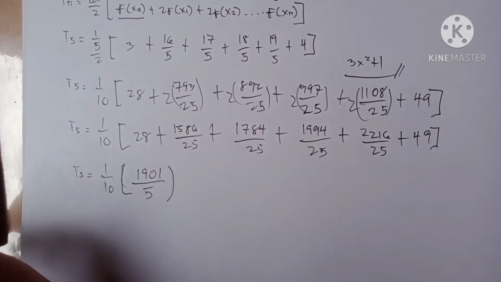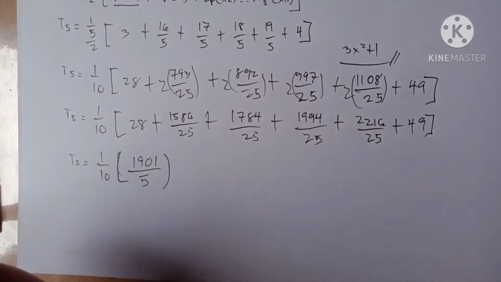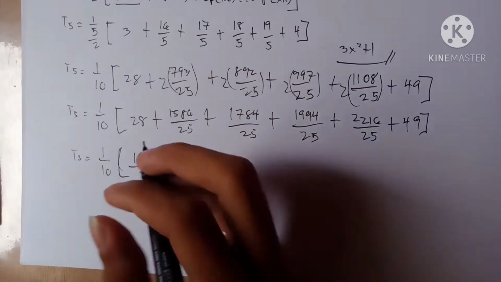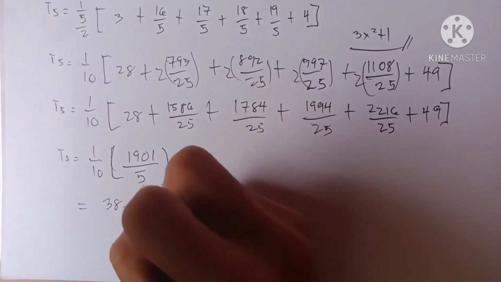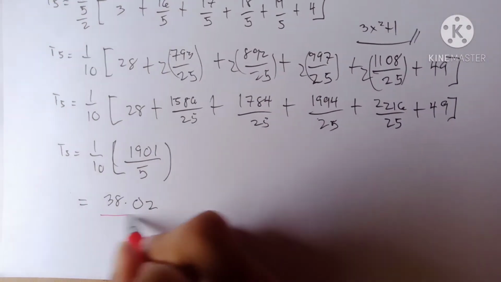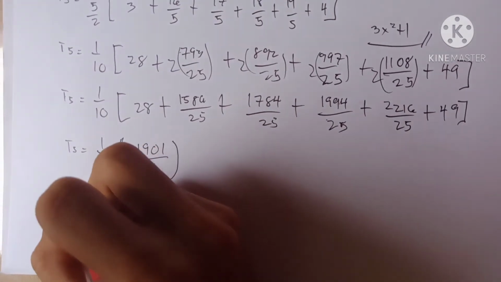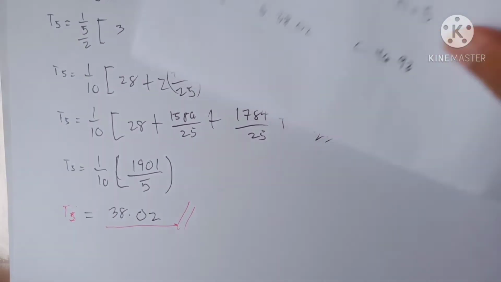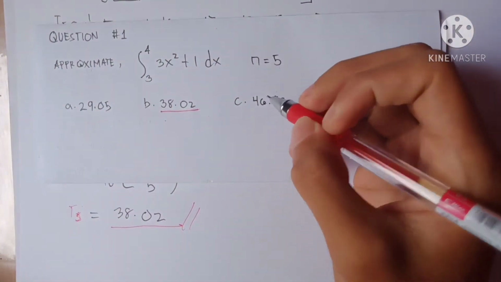Then 1901 over 5 times 1 over 10 equals 38.02. This is our final answer. This is our T of 5. So in our question number 1, the final answer is 38.02. So letter B.